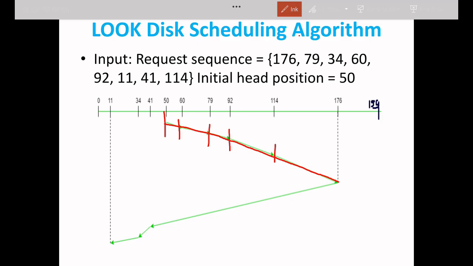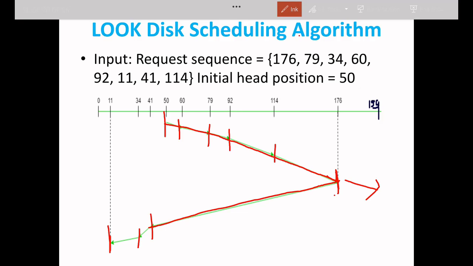So I proceed. Once I am reaching this end position, I am not going to the end position, because after then there is no request. I stop and I go back, and again in the back direction also I am serving each request. This is the meaning of look.